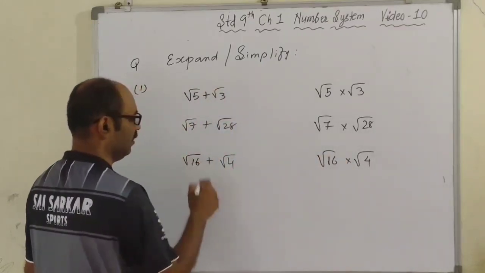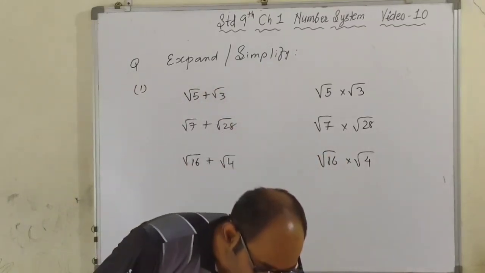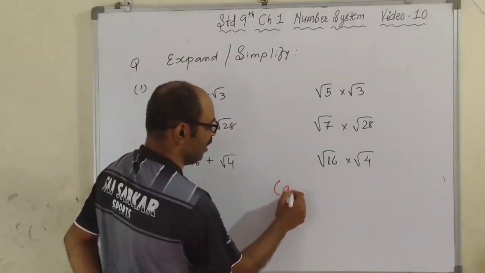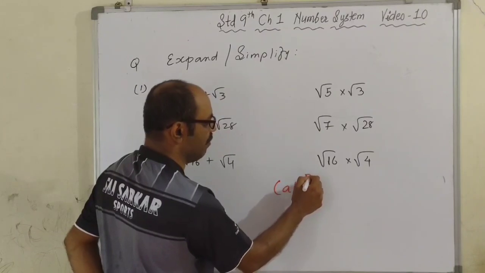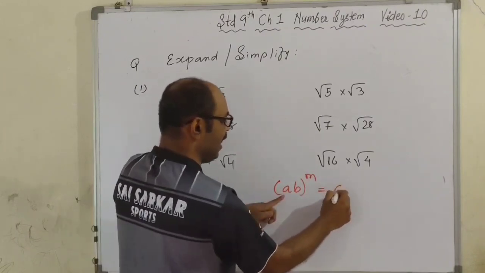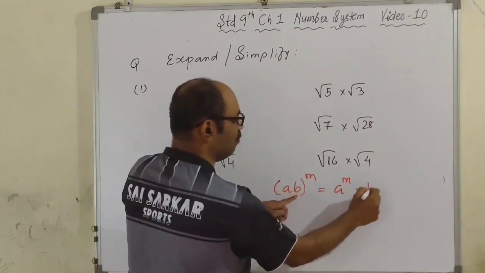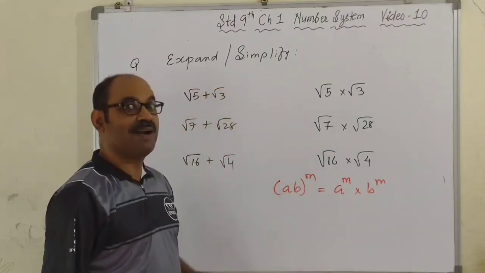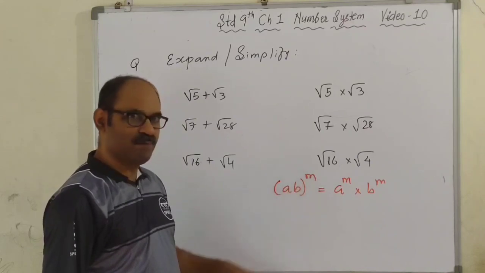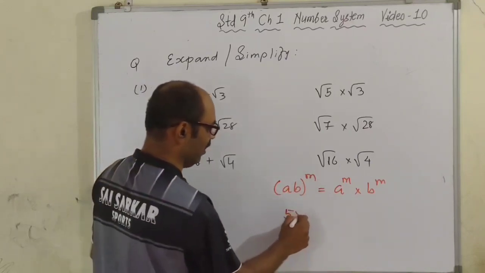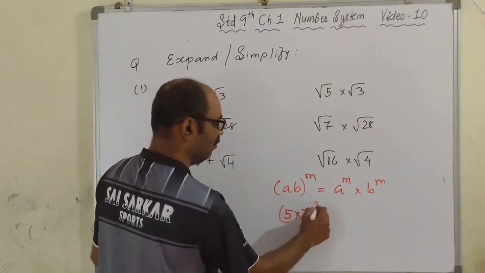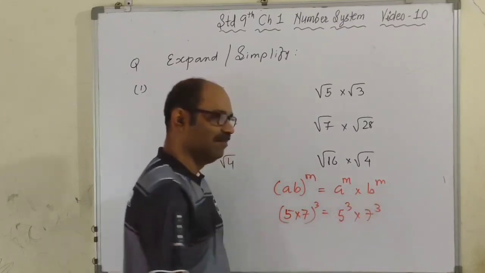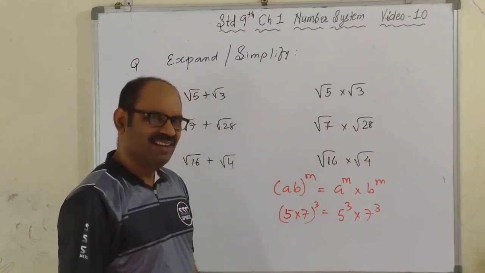Root 16. Alright. Children, you have learned the laws of power, like A into B whole raised to M, then you can say A raised to M into B raised to M. Power of product. Law of power of product. If it is 5 into 7 cube, then you will write 5 cube into 7 cube. Can you recall that? Definitely.